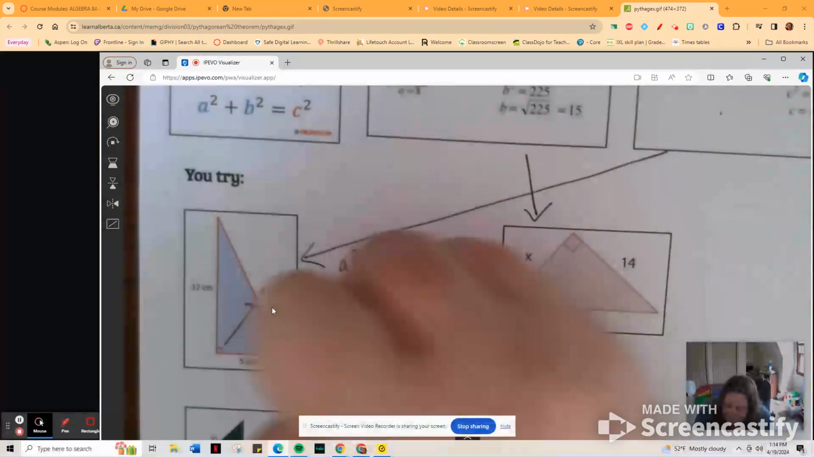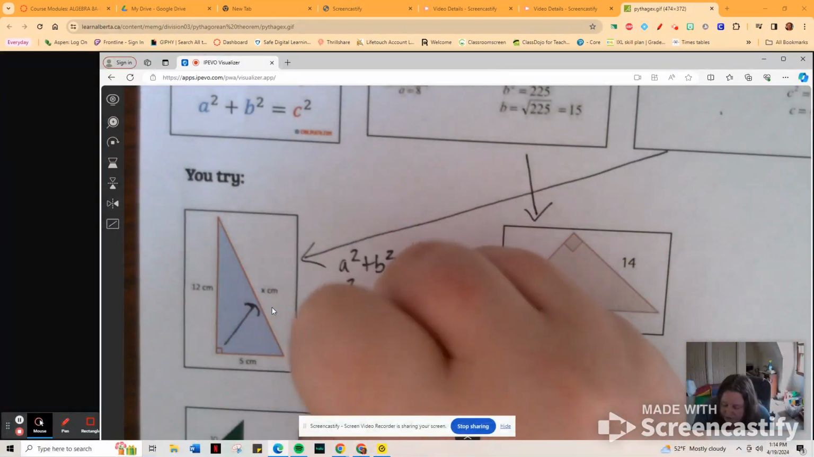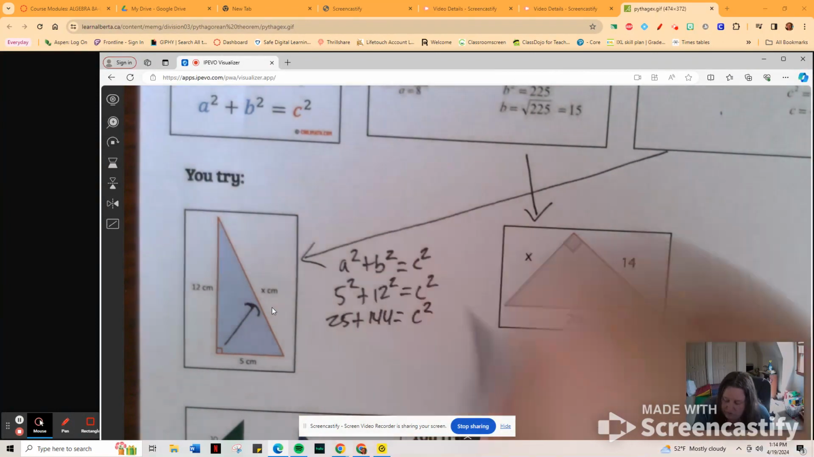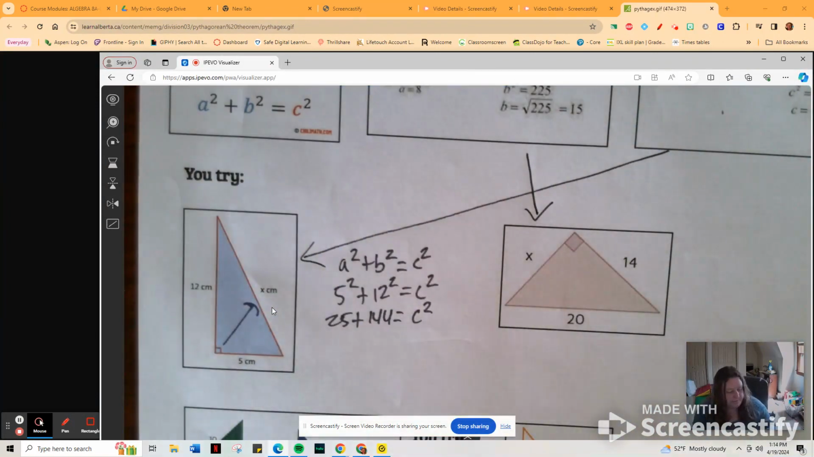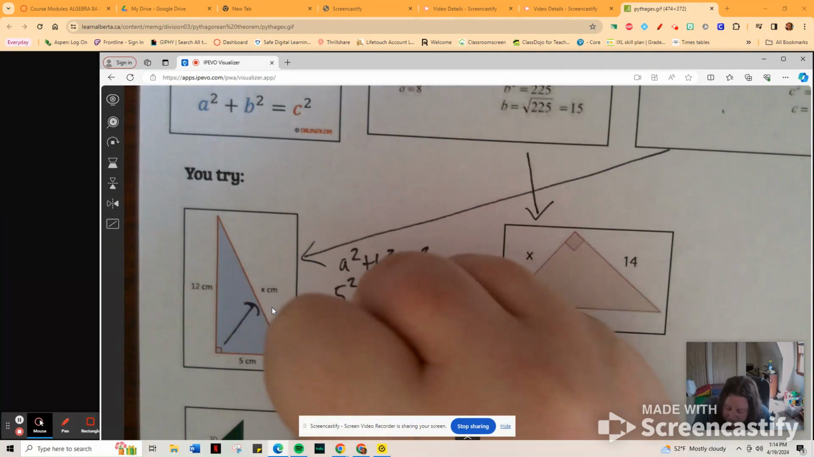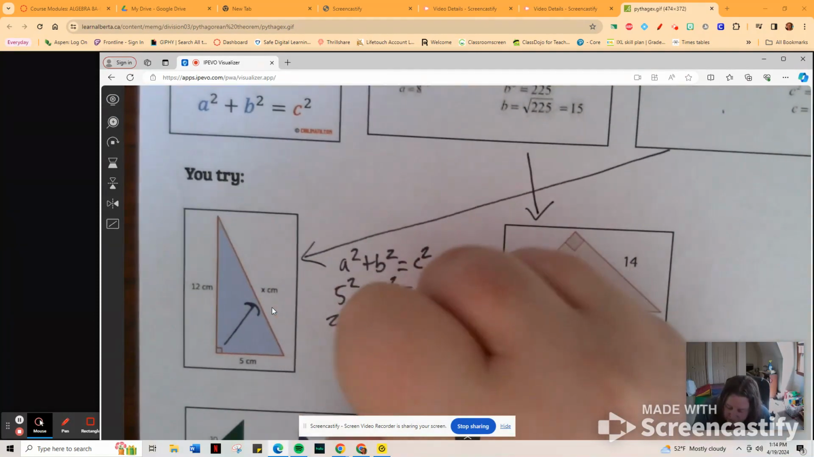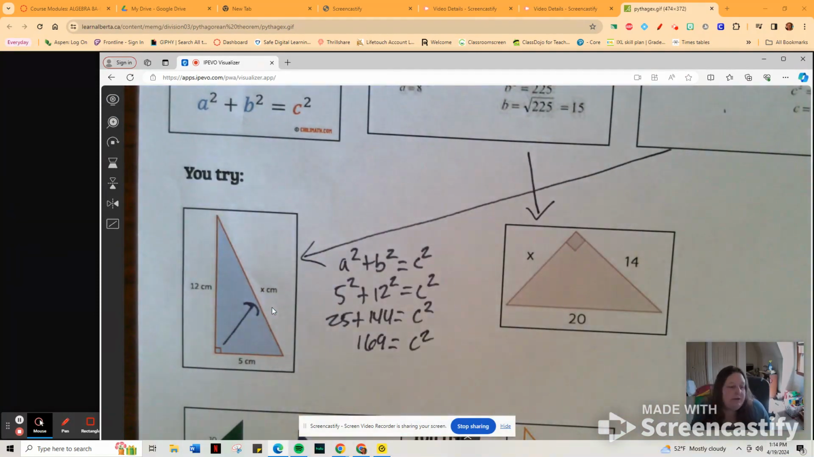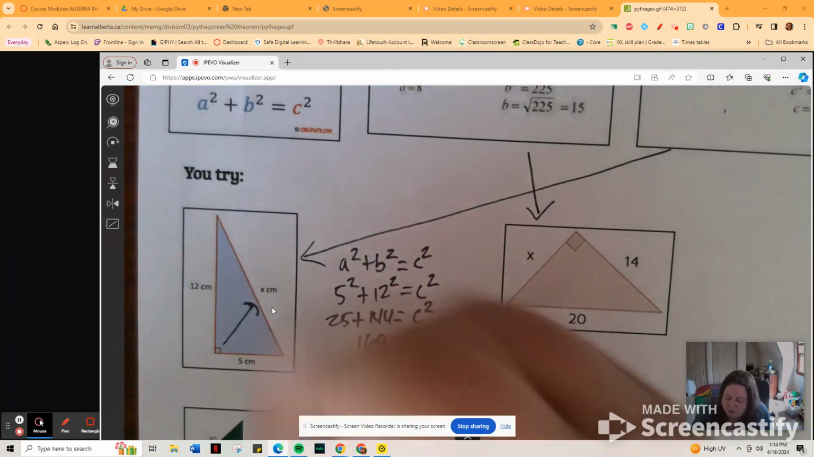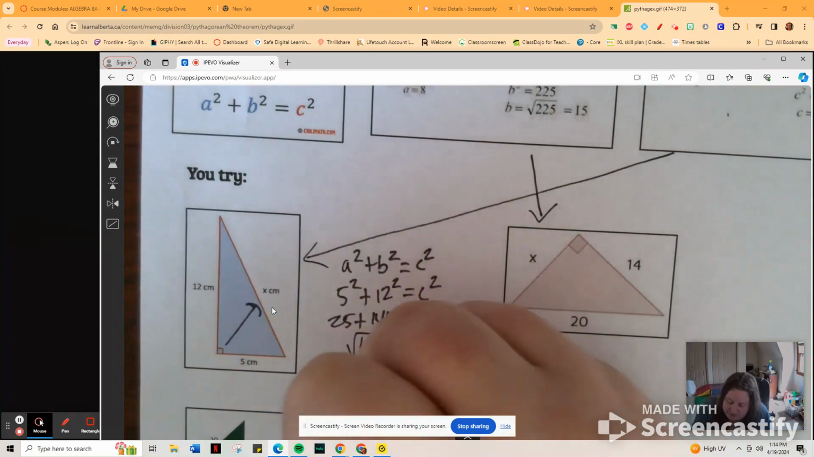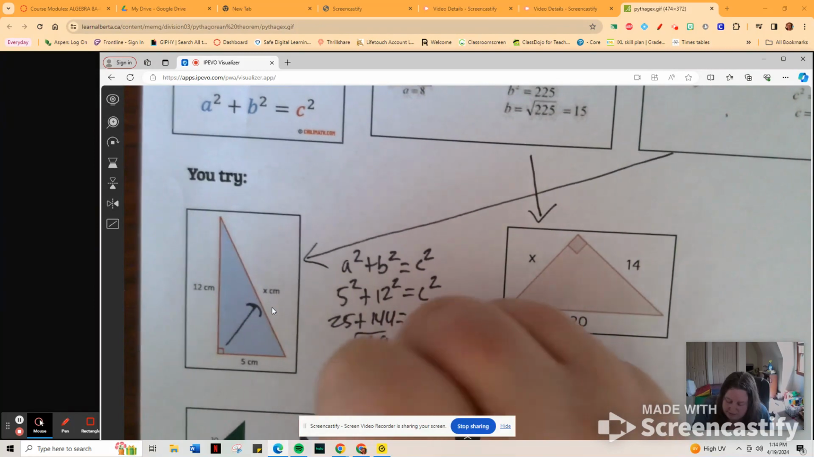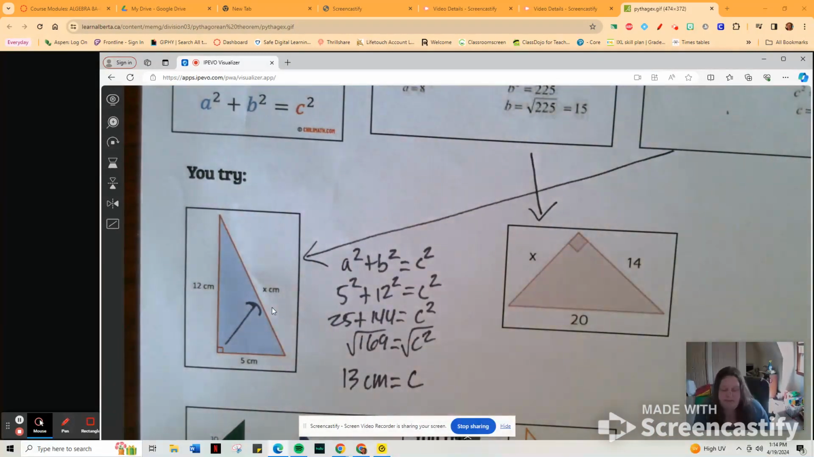So 5 squared is 25. 12 squared is 144. Equals c squared. So that is 169 equals c squared. In order to get rid of the exponent of 2 with the c, I'm going to take the square root of both sides. So 13 centimeters is equal to c.